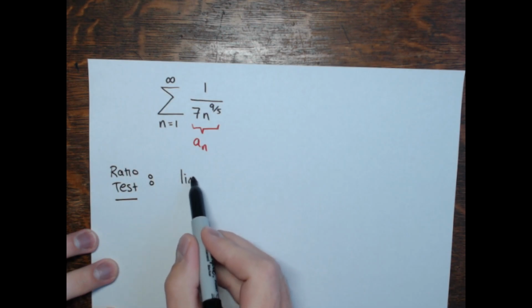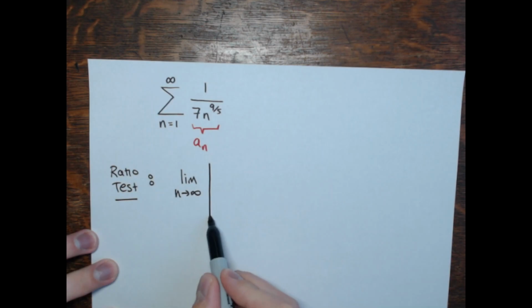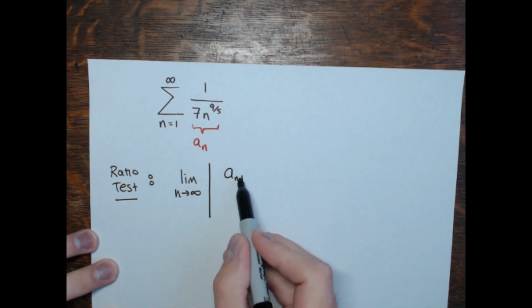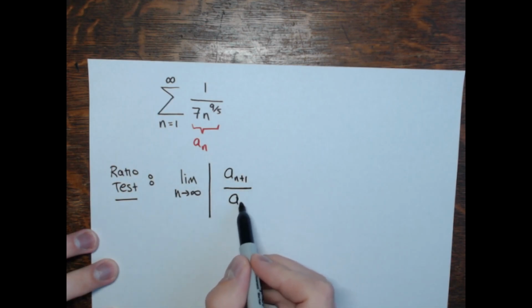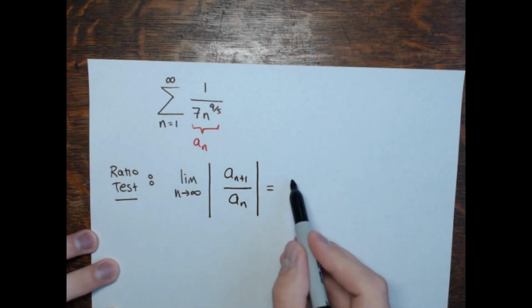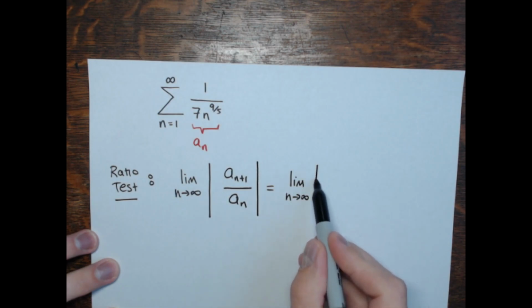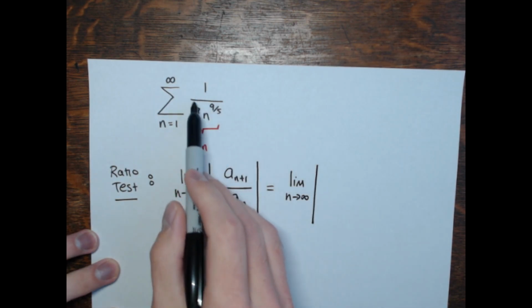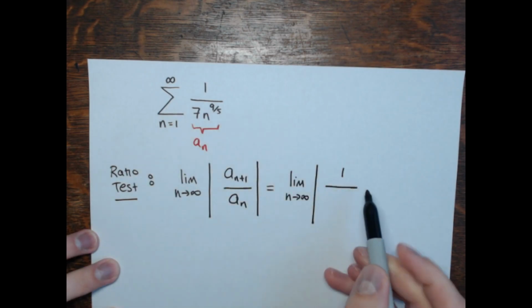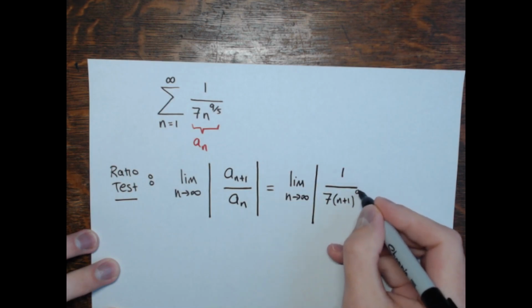So that's this, right? Take the limit as n goes to infinity of the absolute value of the ratio of every term to the term before it, right? A sub n plus 1 to a sub n. So that's the limit as n approaches infinity of the absolute value of, now just rewrite this with n plus 1 replacing n.